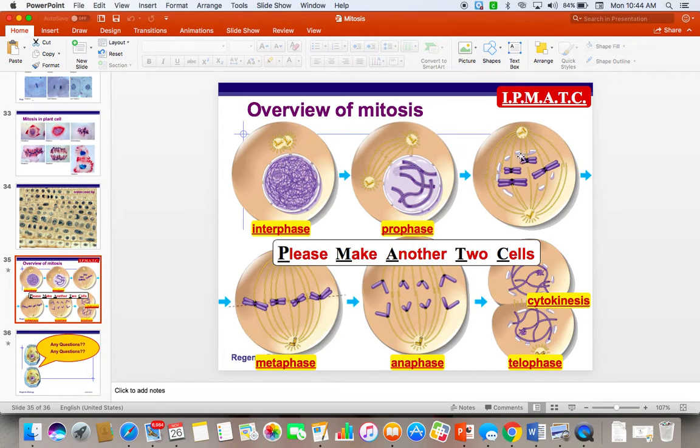So this is the end of prophase. So our nucleus is going away. Our doubles are getting ready to line up. Then we pull them apart, and then we chop the cell in half. Okay? So that kind of wraps us up for mitosis.